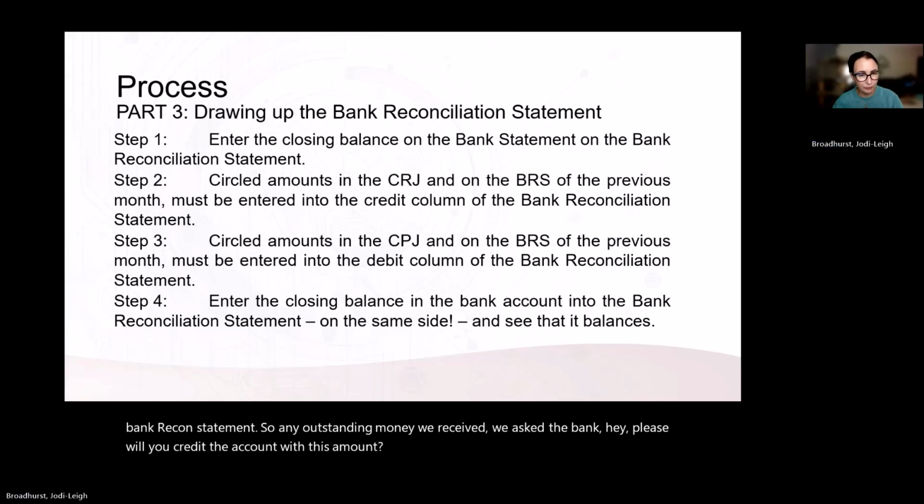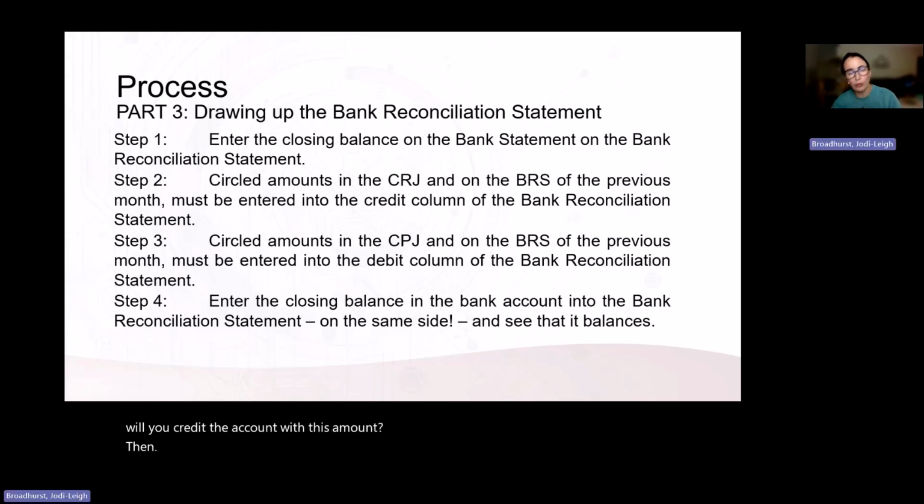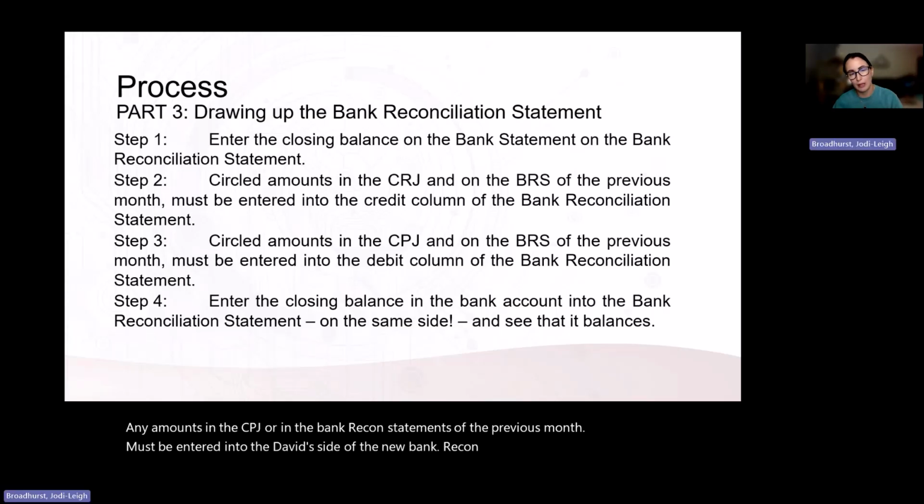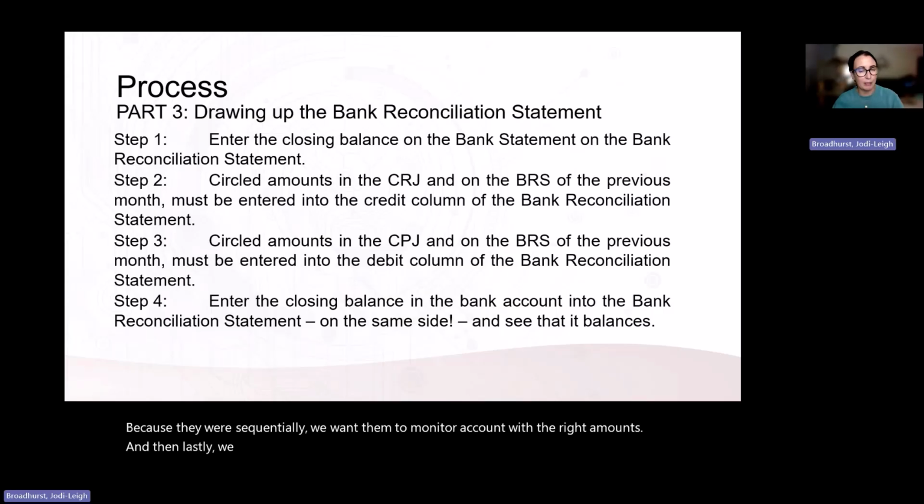Then any amount in the CPJ or in the bank recon statements of the previous month must be entered into the debit side of the new bank recon statement, because essentially we want them to minus our account with the right amounts. And then lastly, we enter the closing balance in the bank account.